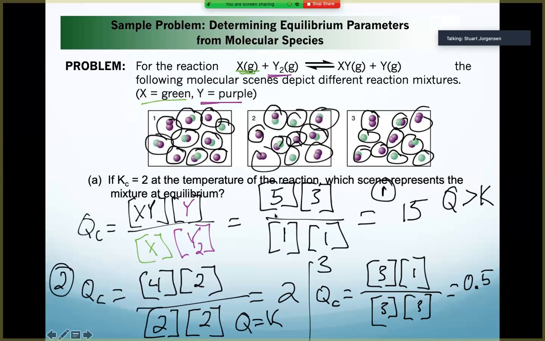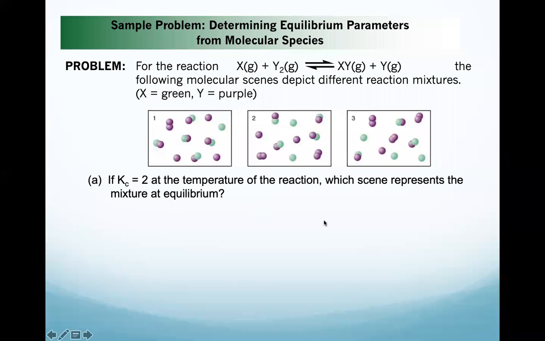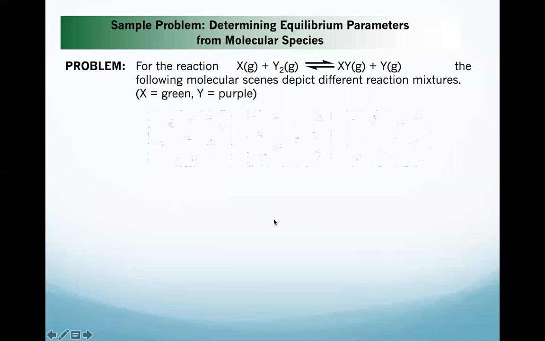For this last one, Q is less than K, meaning we've got too many reactants, not enough products. Q is less than K, meaning we're going to shift towards the product side for box 3 until box 1 and box 3 both look like box 2 at equilibrium. Cool. Kind of a particulate view. AP really likes to ask those types of questions, but we can also look at a mathematical type problem.